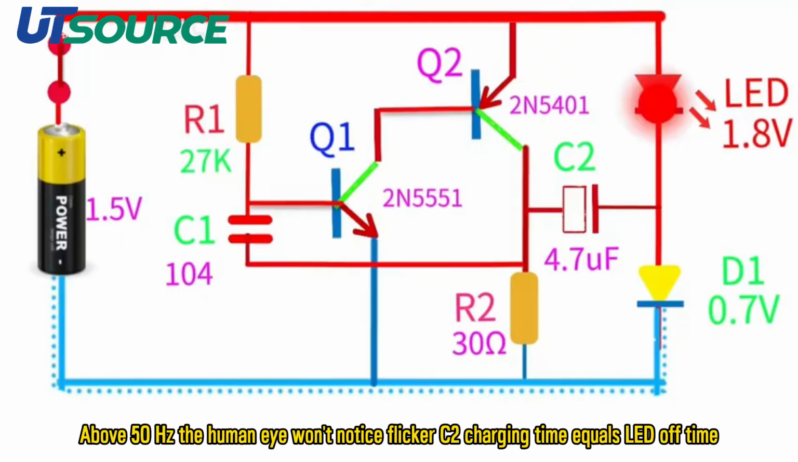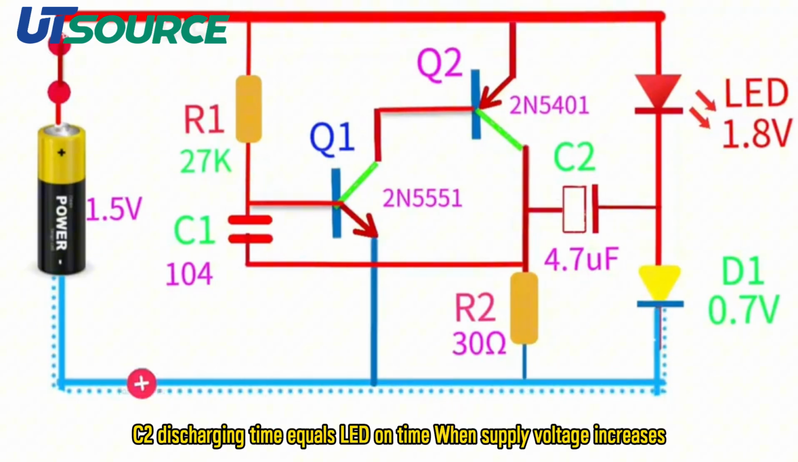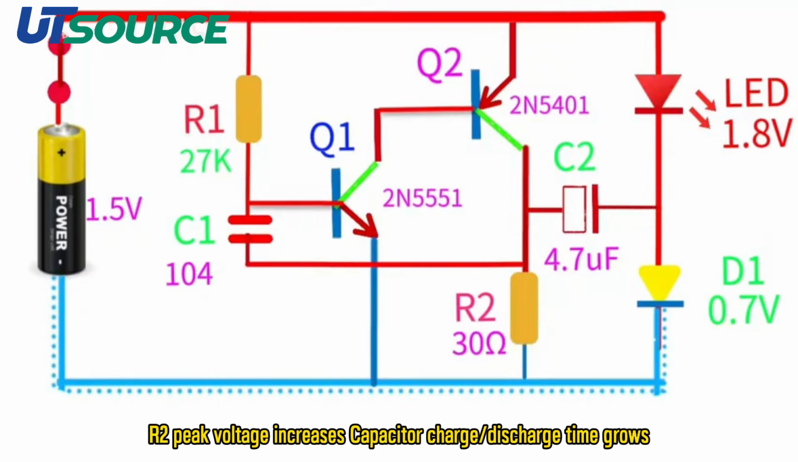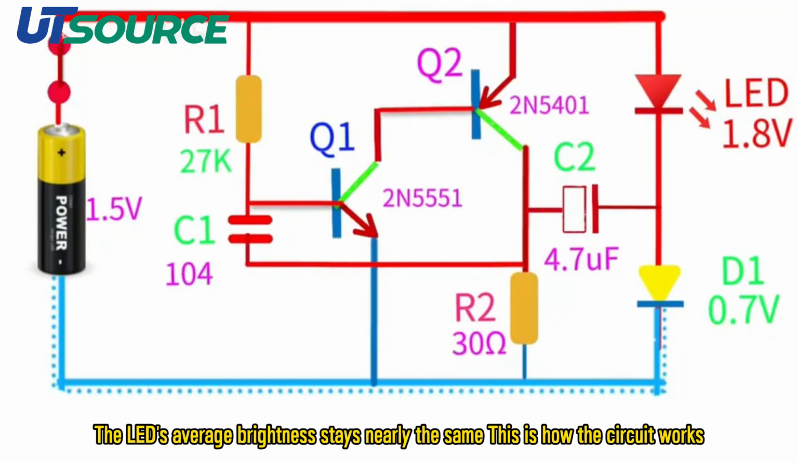Above 50 Hz, the human eye won't notice flicker. C2 charging time equals LED off time. C2 discharging time equals LED on time when supply voltage increases. R2 peak voltage increases, and capacitor charge or discharge time grows. The LED's average brightness stays nearly the same. This is how the circuit works.